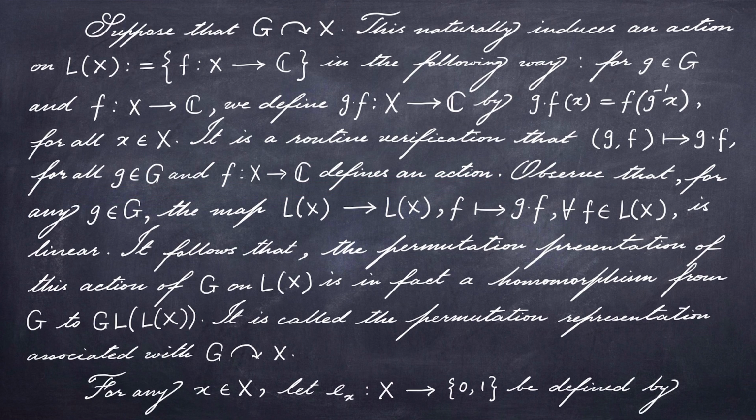Here let me tell you that if instead of g inverse, you just take f of gx, if you define g of f of x to be like this, then it is not going to be an action. I leave this verification to you. Because if you define it by this, then at some point the g1 and g2, their orders will be flipped. So in order to take care of this, we take g inverse from the beginning.